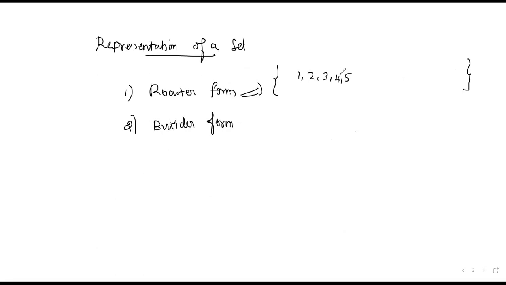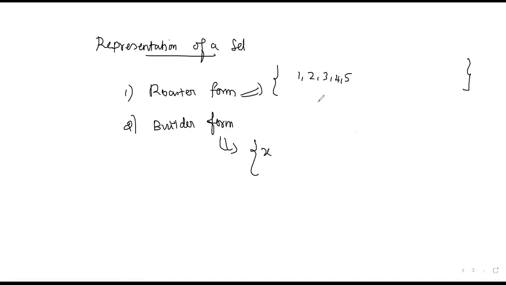I can separate the numbers using commas and list all the numbers inside the set. If you list all the elements of the set, that form is known as roster form. And in builder form, in order to write all the elements of the set, you just define the set using a statement.